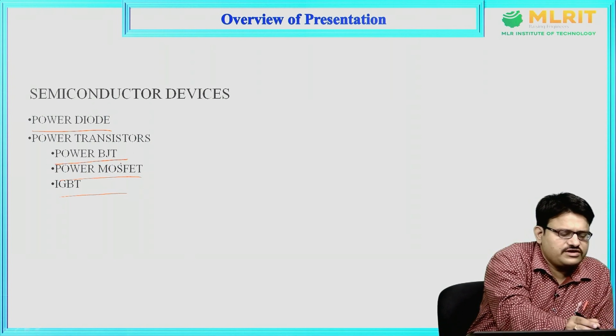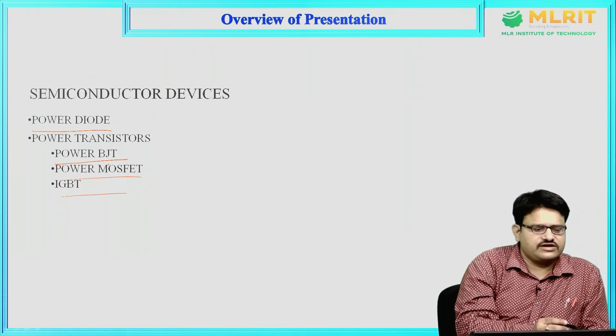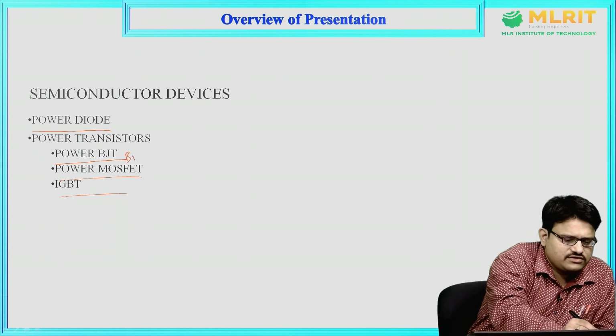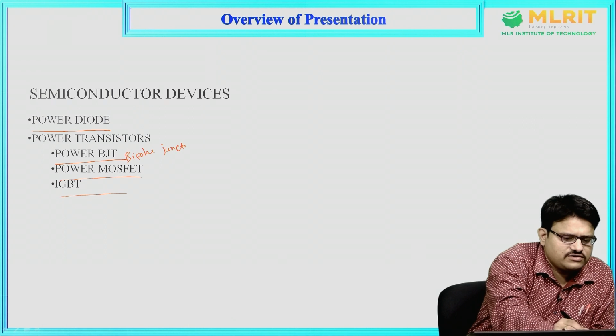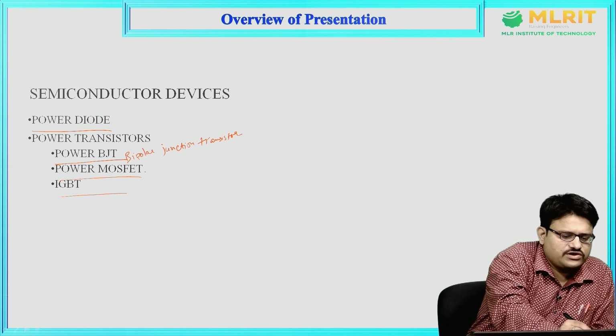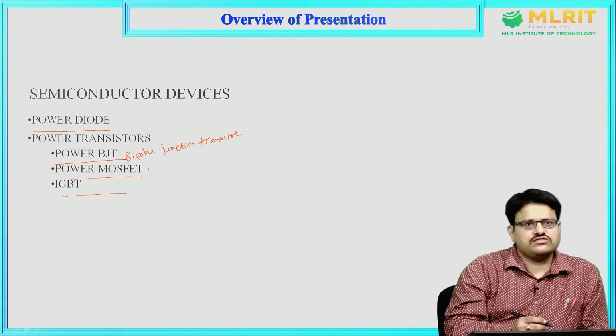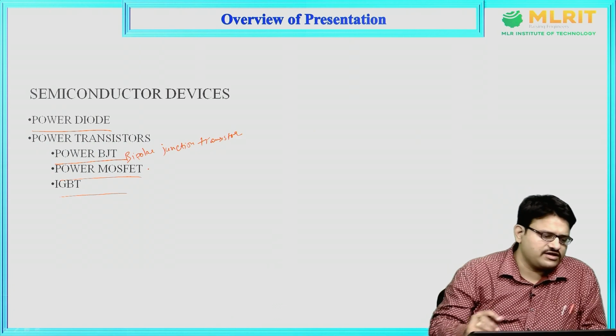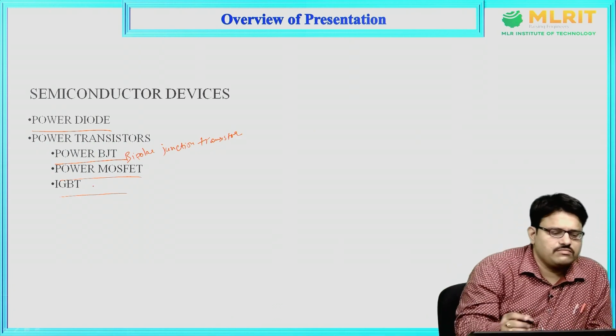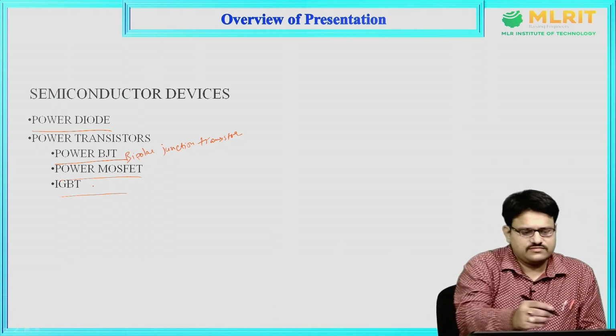Power BJT is nothing but bipolar junction transistor, and MOSFET is nothing but metal oxide semiconductor field effect transistor, and IGBT is nothing but insulated gate bipolar transistor.